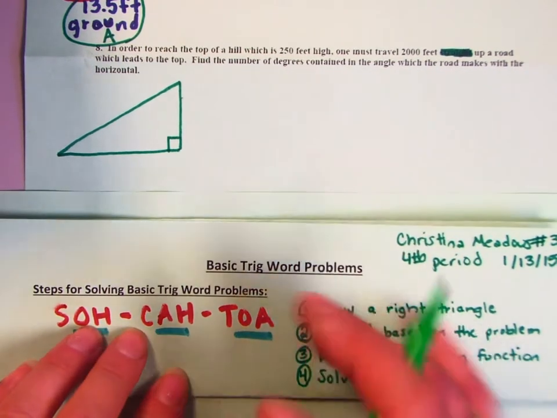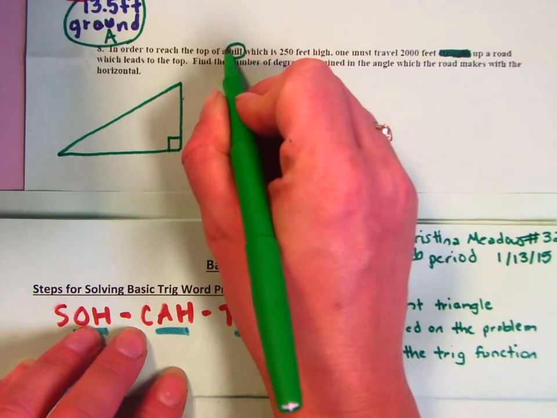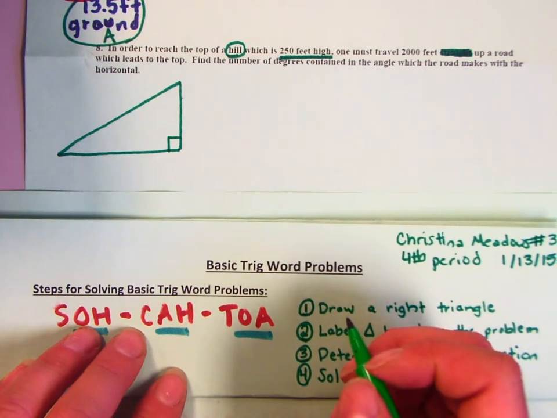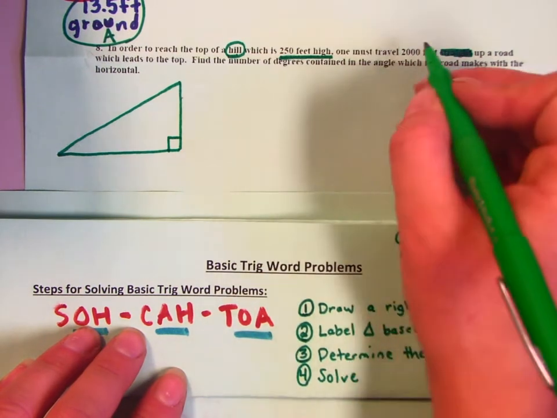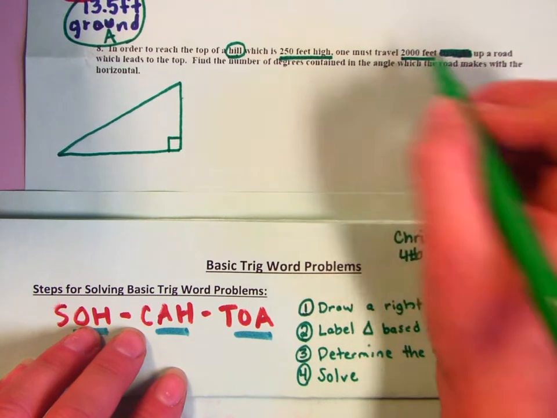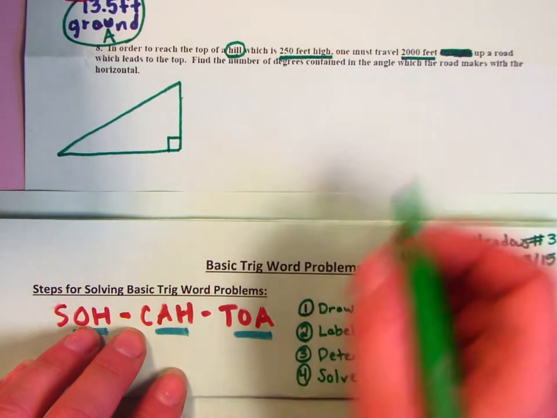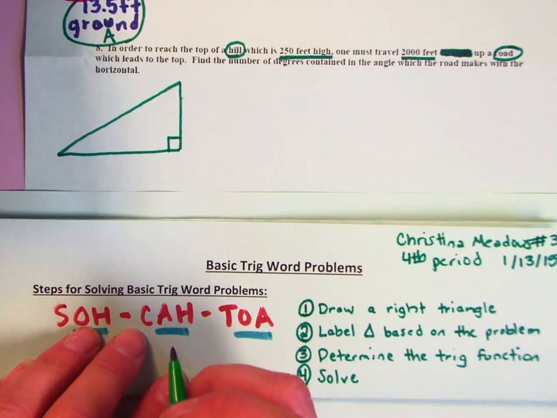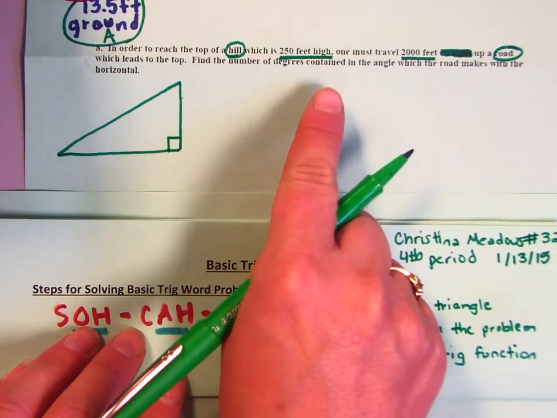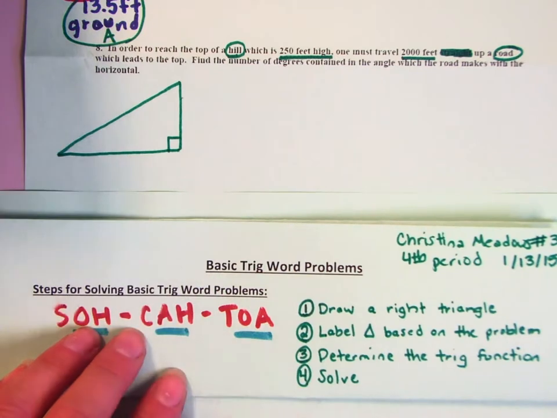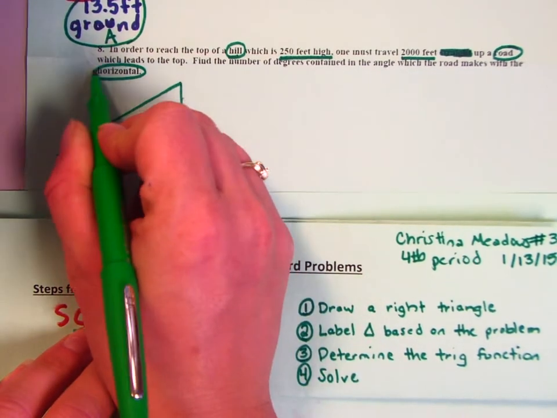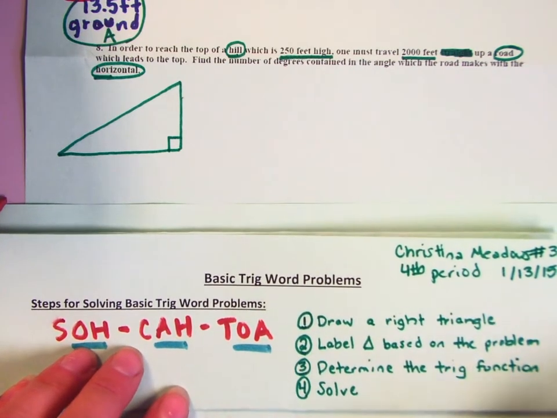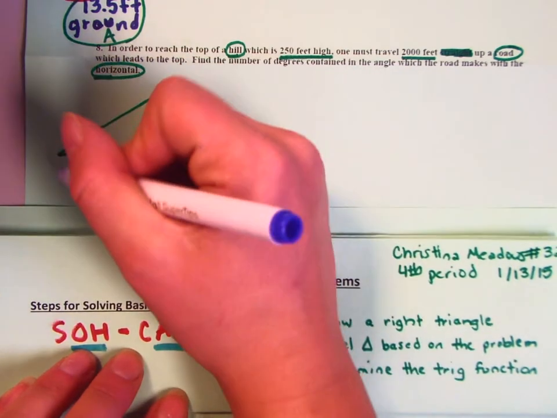Okay, we know that we have to reach the top of a hill. The hill is 250 feet high. You must travel 2,000 feet on a road. And we want to find the number of degrees contained in the angle which the road makes with the horizontal. So we also have the horizontal. Okay, which side is going to be the horizontal? The bottom, the only side that actually is horizontal.